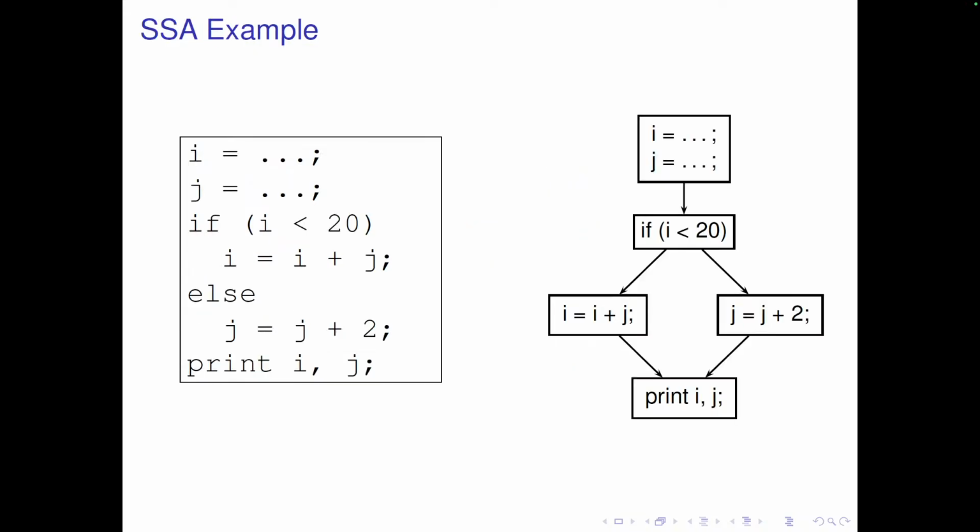Now change this program. What are the problems? Both I and J have two assignments. I has two assignments, J has two assignments.